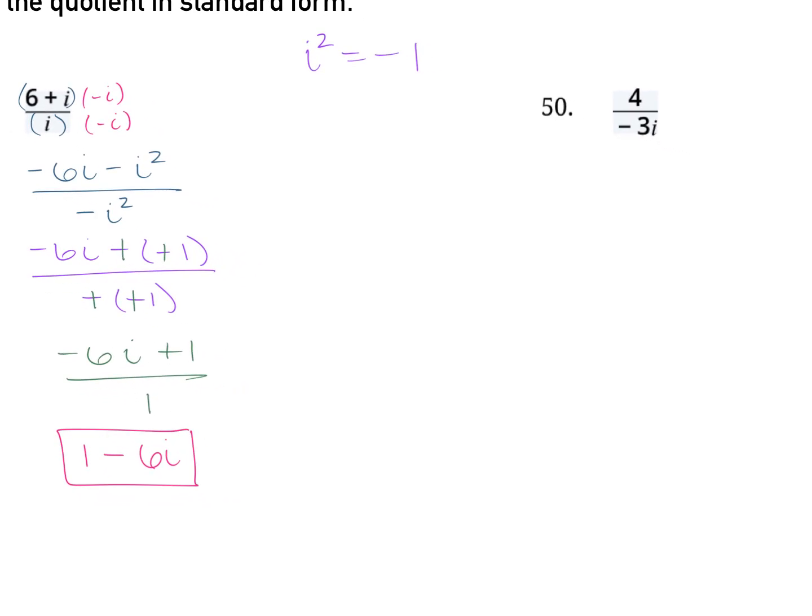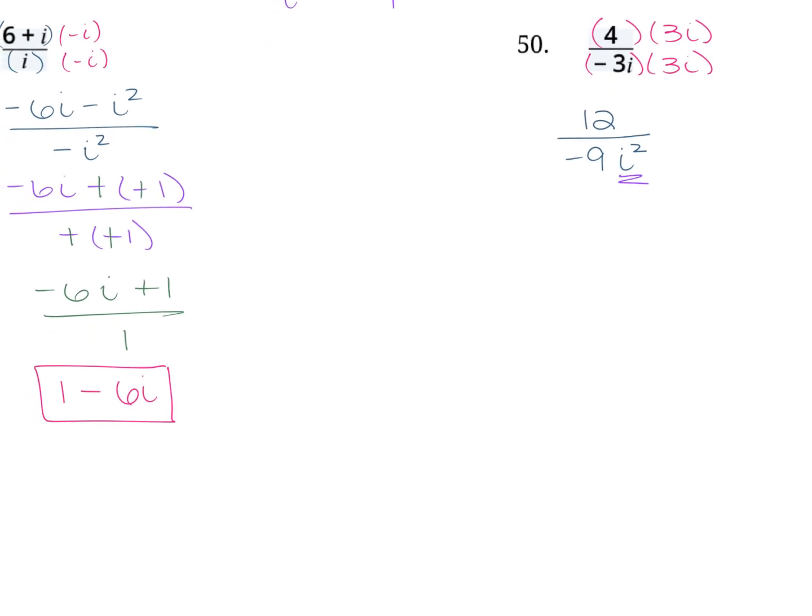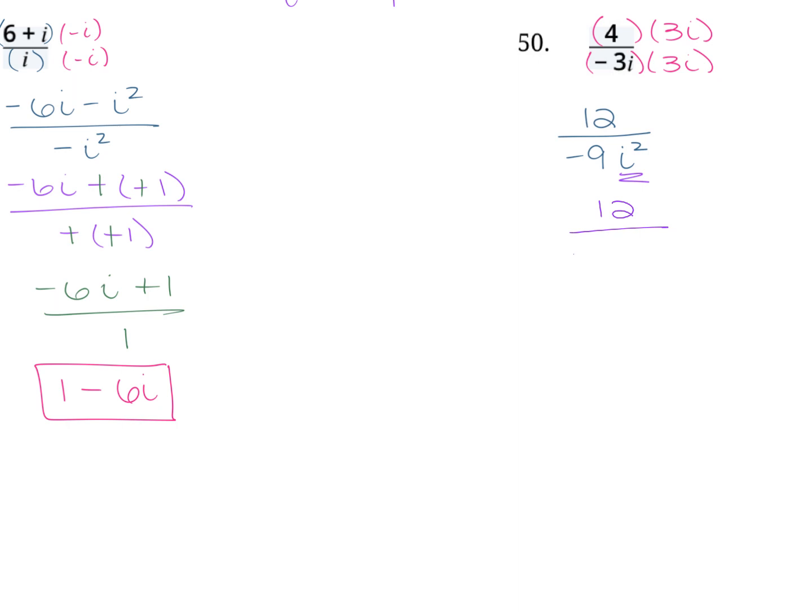For number 50, you have 4 over negative 3i. The complex conjugate of your denominator here is positive 3i. So we're going to multiply the top and the bottom by positive 3i. So up top, that's going to give you 4 times 3i, which is 12i. On the bottom, the negative 3 times negative 3 is negative 9. i times i is i squared. Once again, your i squared needs to be simplified, so that's going to give you -1. So that's 12i over negative 9 times -1, which gives you 12i over positive 9, which simplifies to give you 4i over 3.